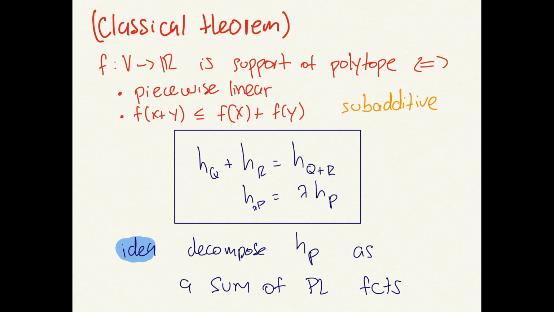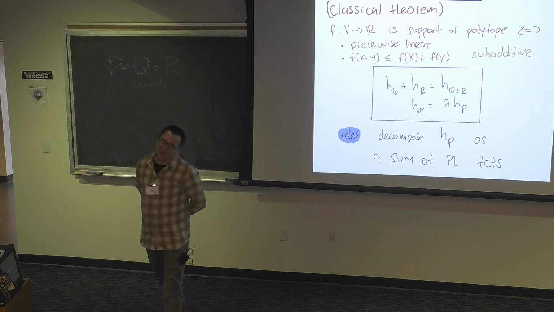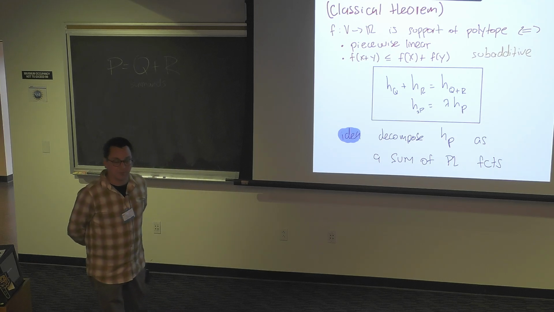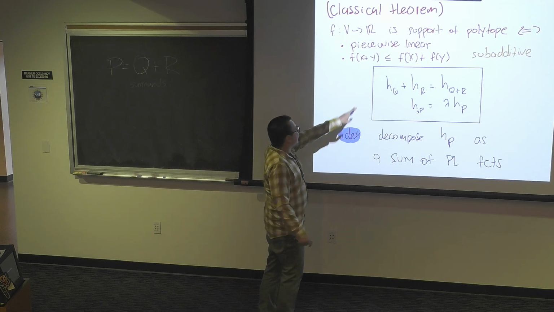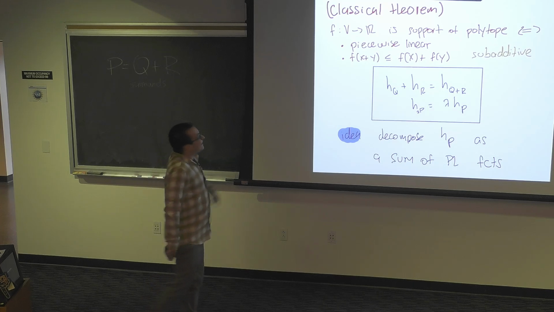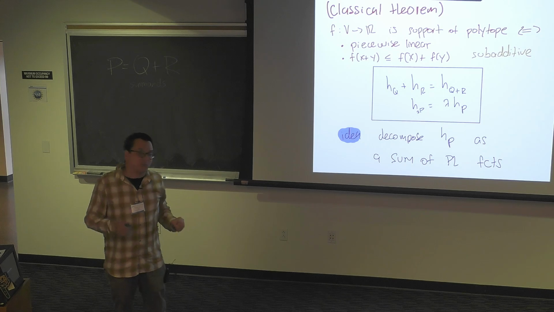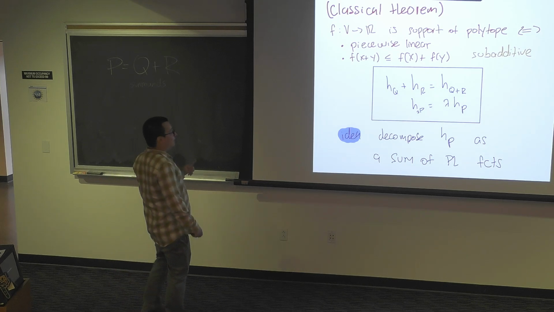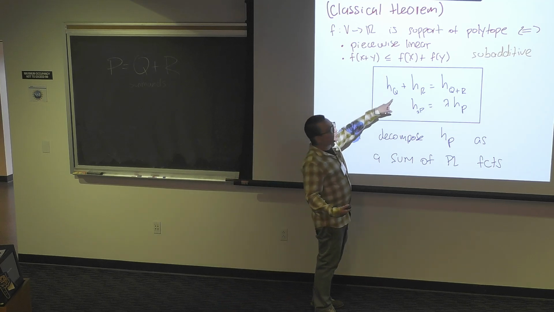And I need this property for every x and y, which is called subadditive. In general, I need that the function is convex, and the definition of convex is different. This is really important, that I'm talking about a polytope here, okay? And this is one of the reasons why people say, okay, now I can simply talk about functions, not about polytopes.